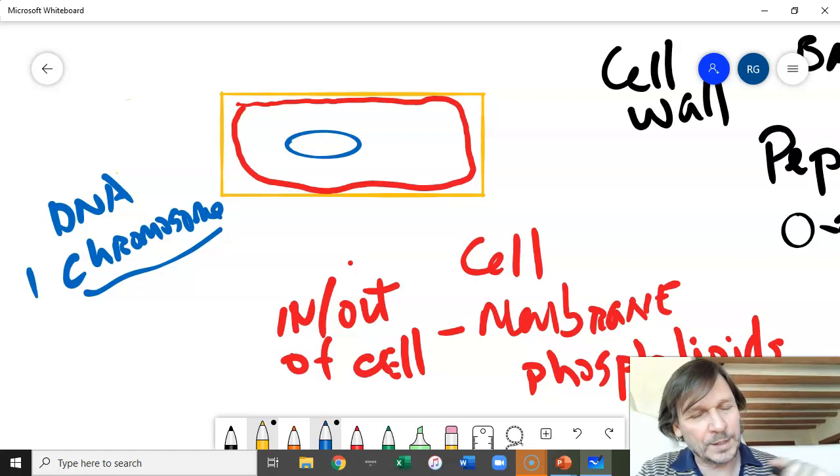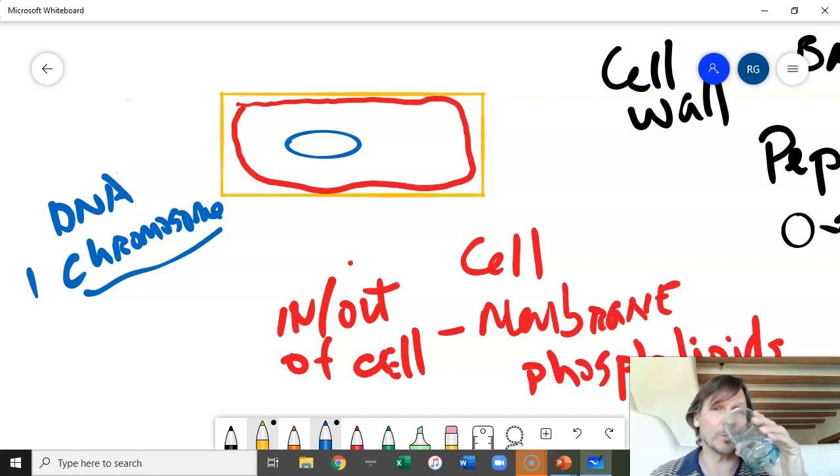It has one single chromosome. That's different when we get to eukaryotes. Eukaryotes, like you, have multiple chromosomes, right? And also when it goes to divide, the chromosome will attach onto that cell membrane.